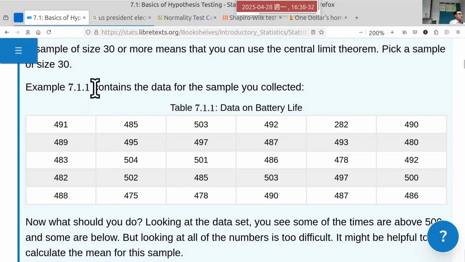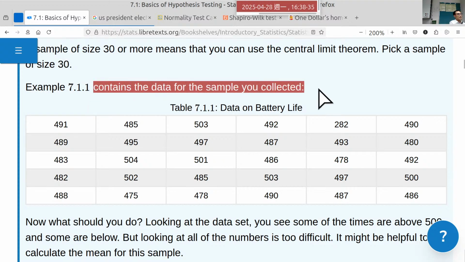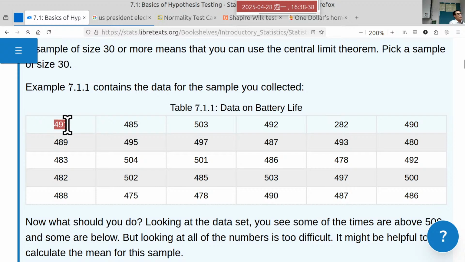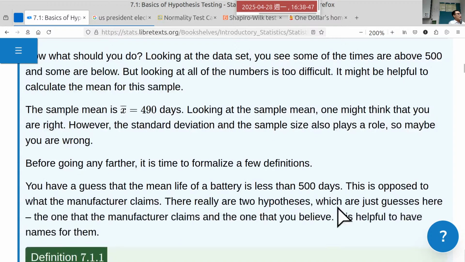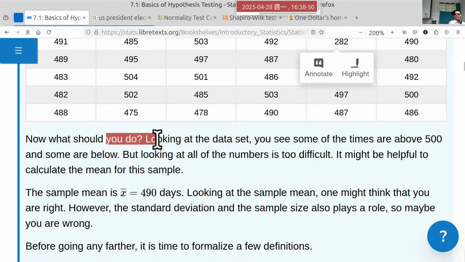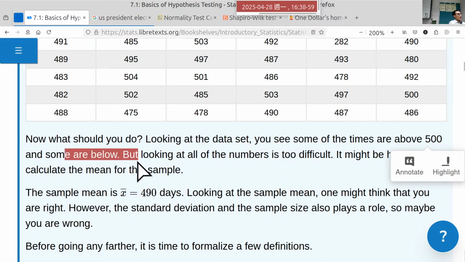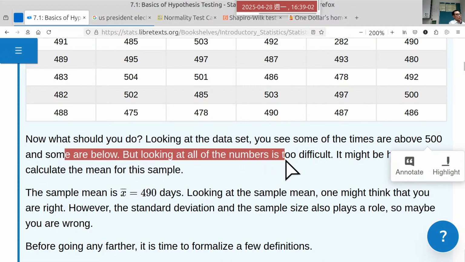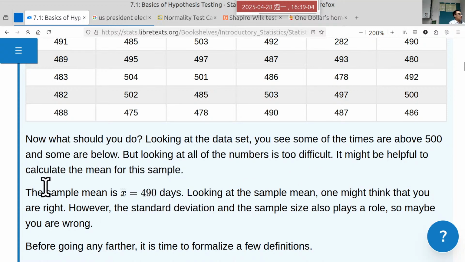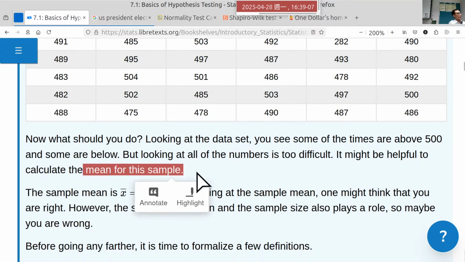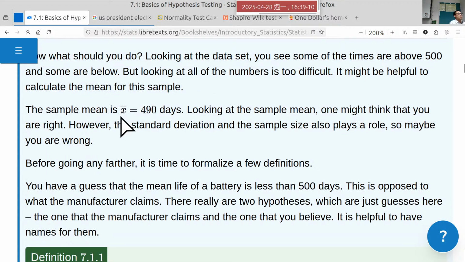Example 7.1.1 contains the data for the sample you collected, like this one. For 90 days, the life of them, 503, 792, 282, like this one. And now, what should you do? Look at the data set. You see some of those times are above 500 days, and some are below. But looking at all of the numbers is too difficult. It might be helpful to calculate the mean for this one. Okay, here, the sample mean X bar is 490 days, 490 days.